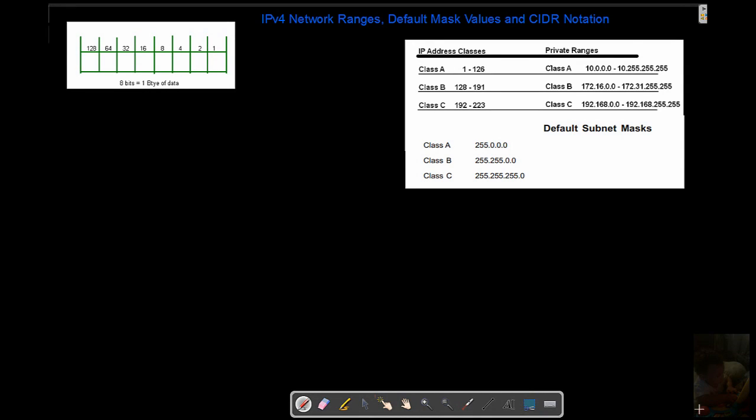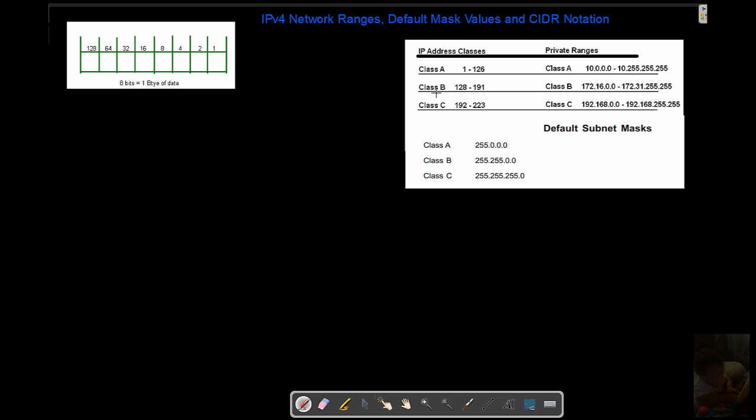In this one, we're going to be talking about IPv4 network ranges, default mask values, and CIDR notations. Up to this point, what do we know? Well, we know how to convert decimal to binary. We got a little cheat sheet up here if we need to make some conversions. We understand our IP class ranges, A's, B's, and C's. We understand those private ranges that exist inside those same, remember, private internal networks. And the remaining addresses in these ranges are public, or things that communicate on the public network, the internet.